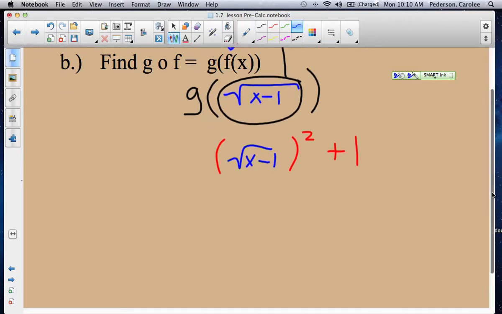So now let's clean it up. The square root of x minus 1, all squared, is what? Very good. They undo each other. The square root and the square undo each other. So we're just left with x minus 1 here. And then we still have the plus 1. Now what? Just x. The negative 1 and the plus 1 will cancel out.